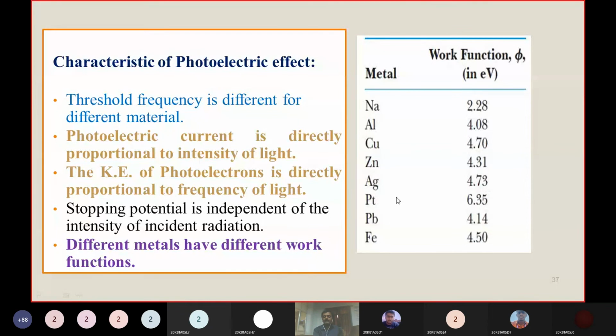Here some list is given. Sodium has a work function of 2.28 electron volts, aluminum 4.08 electron volts, and copper 4.7 electron volts. That means different metals have different work functions, and the work function does not depend on any other parameters.